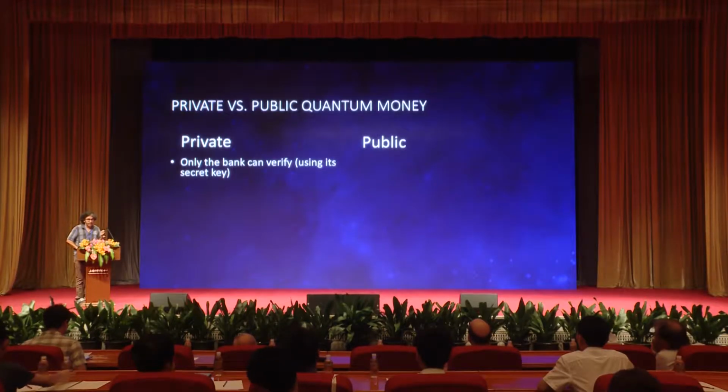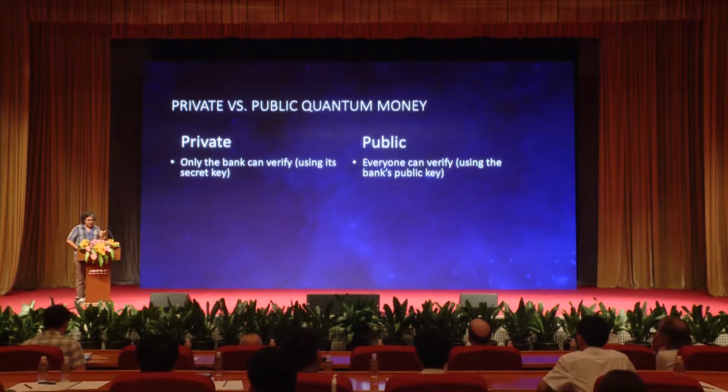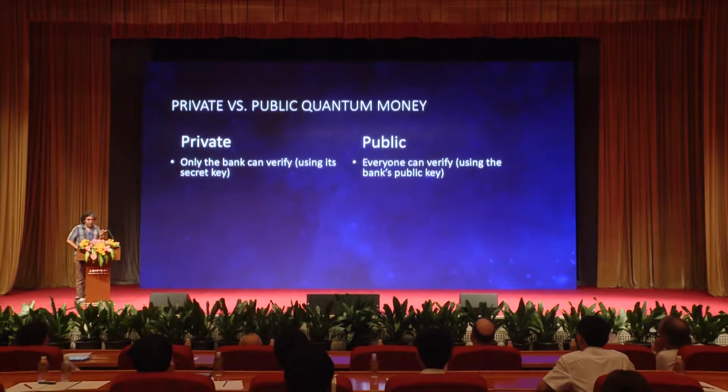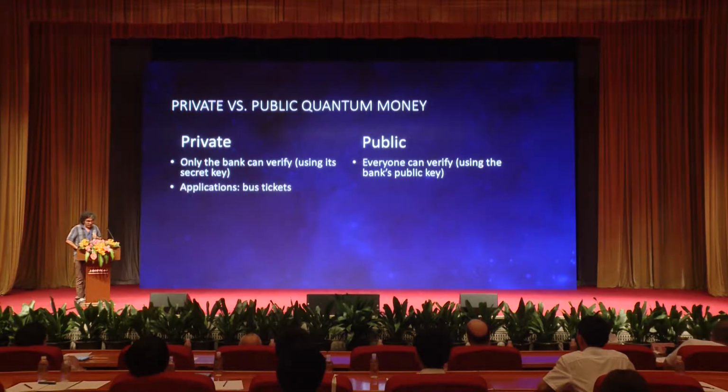As I said a minute ago, there are two important variants of quantum money, called private and public quantum money. They differ in that in the private setting, only the bank can verify the money using its own secret key. And in the public setting, there is a public key issued by the bank, and everyone can verify the money using that public key.